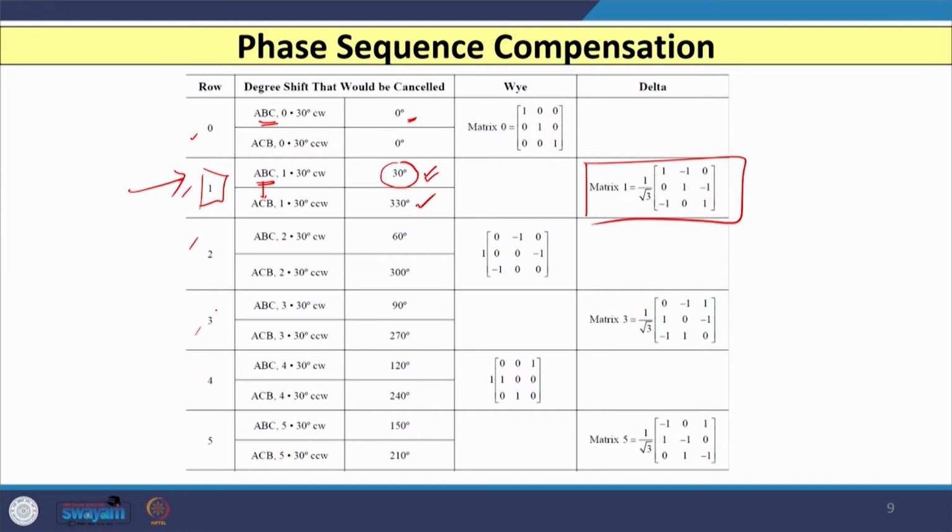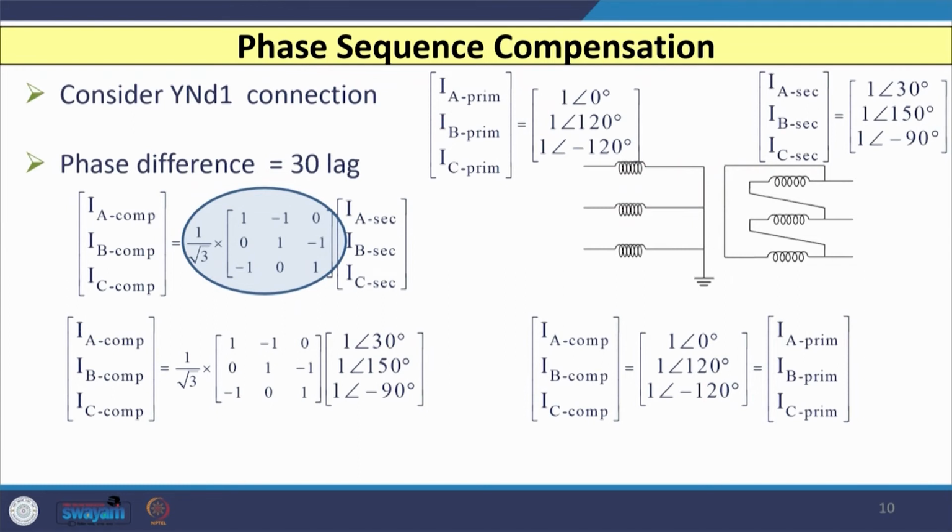Same way, if you consider the second one where the row is 2, here 2 is multiplied with 30 degree because 30 is your base or reference. So, now you want to cancel the 60 degree phase shift, and that can be compensated by multiplying, of course in clockwise direction, with this matrix. So, same way, for whatever degree of phase shift you want to cancel with reference to the specific phase sequence, you have to multiply either delta side or star side signals with the specific matrix.